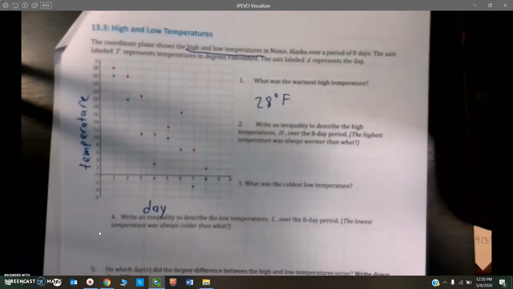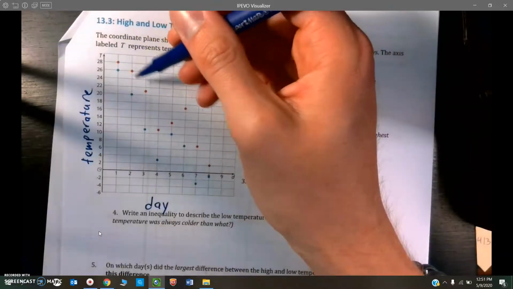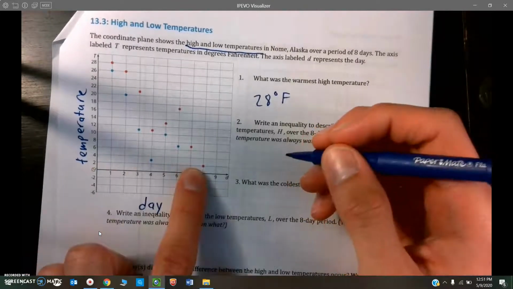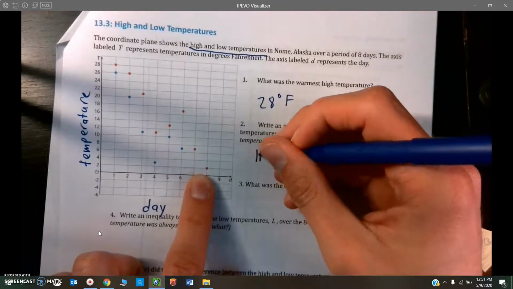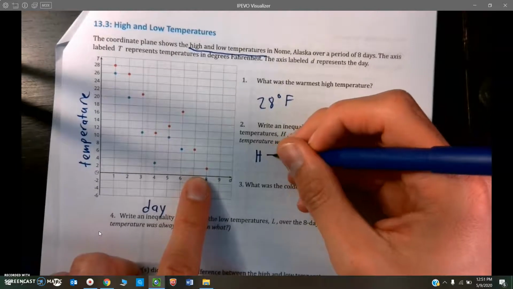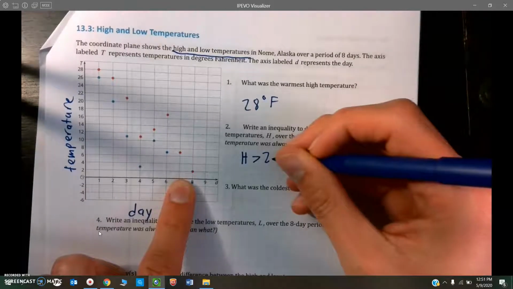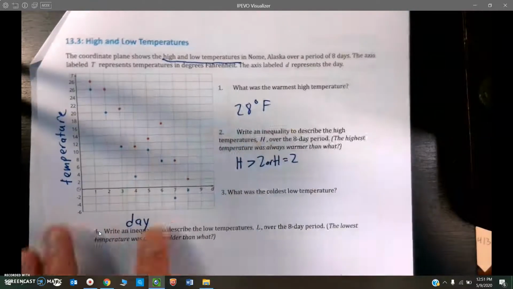All right. Write an inequality to describe the high temperatures, H, over the 8-day period. And it says in parentheses, the highest temperature was always warmer than what? So, I'm looking at all the highs, all the reds, and I have one here. And that was 2. Okay, 2 degrees. So, the high temperature was always greater than or equal to 2. Okay? It was the high temperature was always 2 or more.